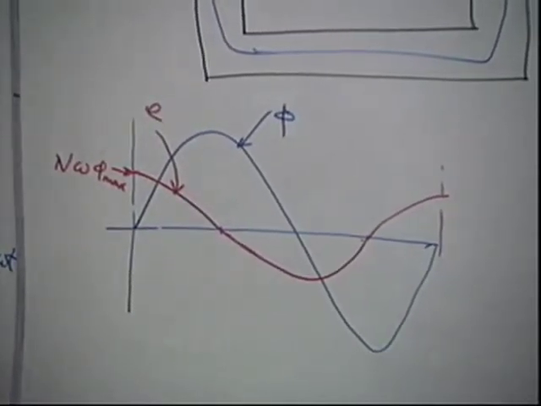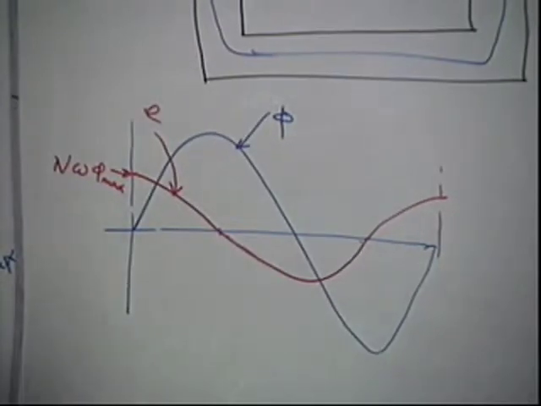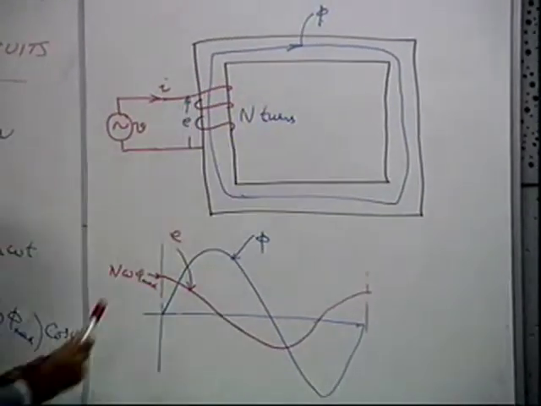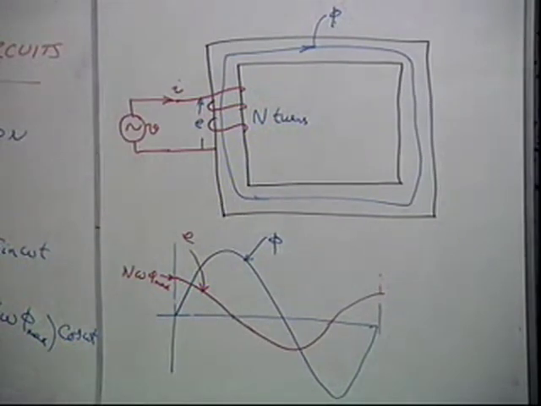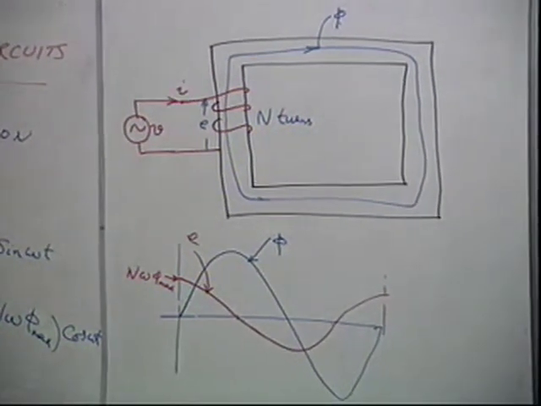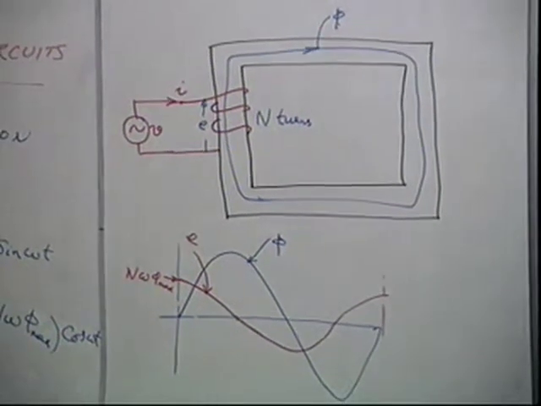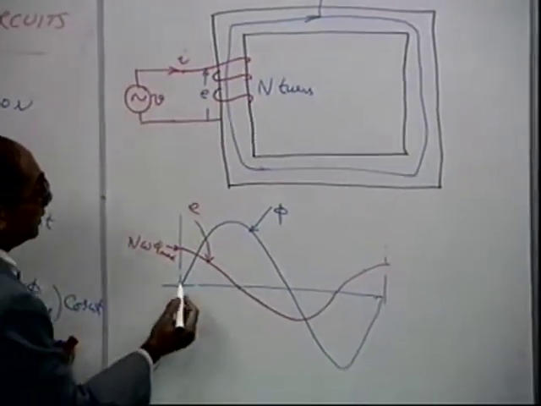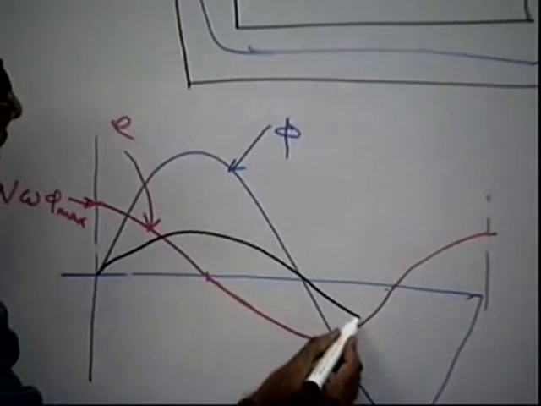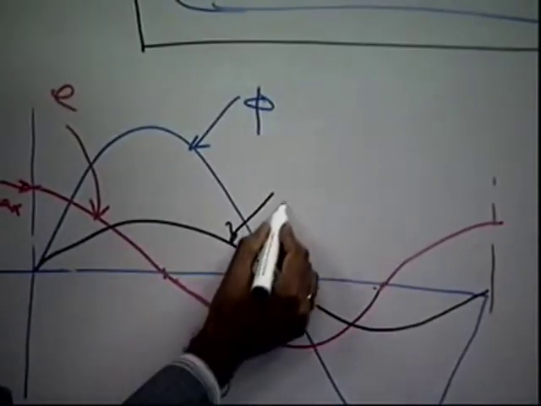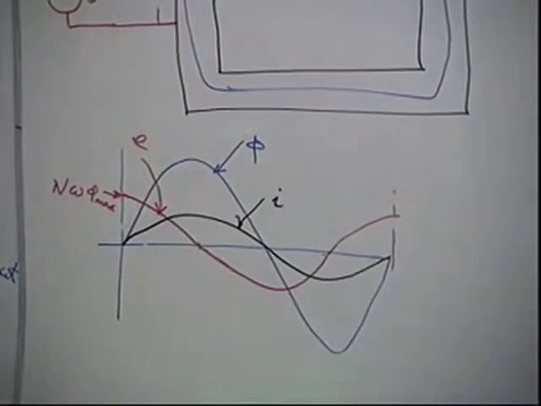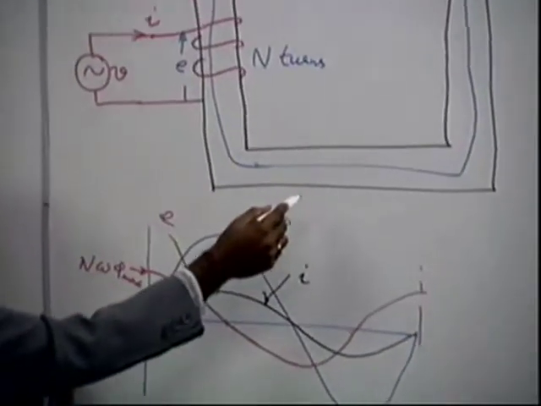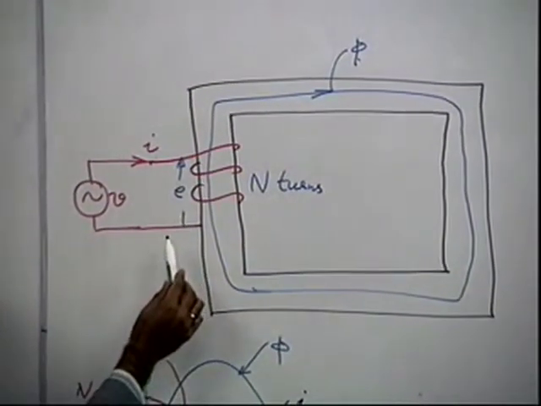Okay. So now to produce this phi, this current I is producing phi, isn't it? And naturally I and phi must be in phase. Okay. So let us say that this will be I, right? So I is producing phi, and phi in turn is inducing a voltage E.